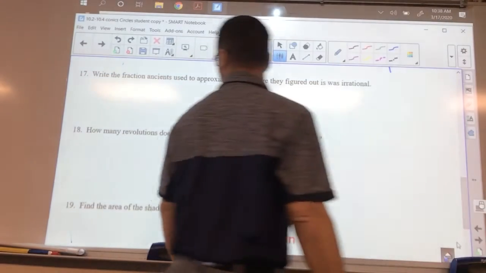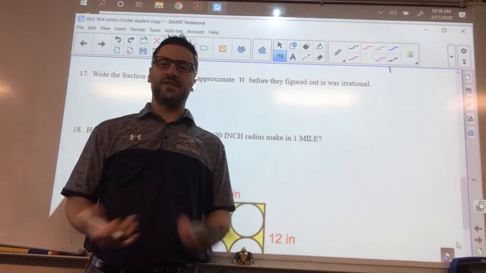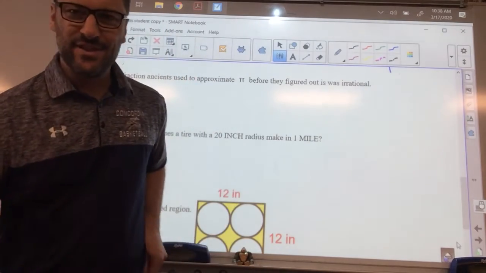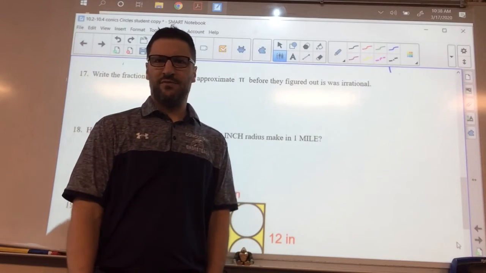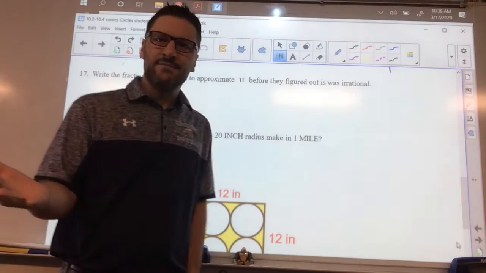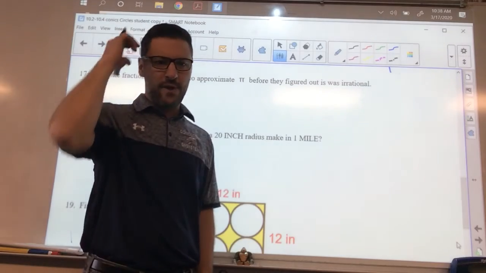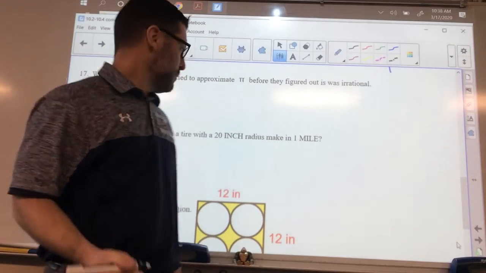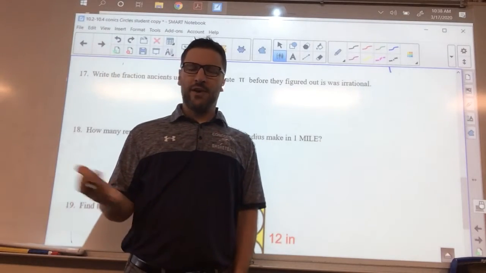Just a couple more. What fraction was used to denote pi? So this isn't even in this chapter. This is just stupid facts. So there were ancients, when they did all this math, all this Pythagorean theorem, all this stuff, they actually came up with a fraction that really comes close to approximating pi. And this is what they used before they figured out pi was irrational.